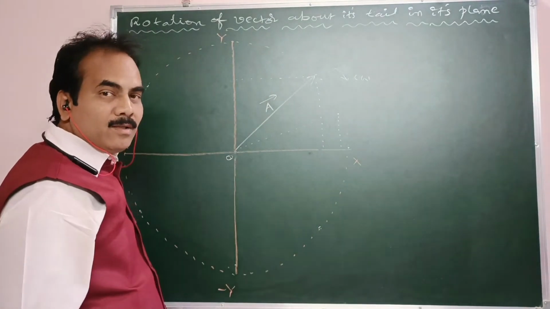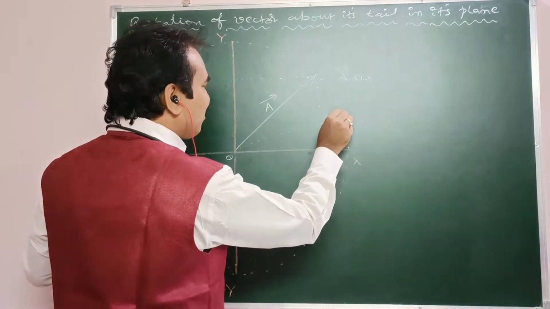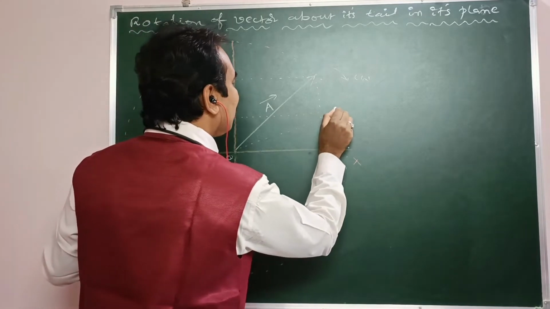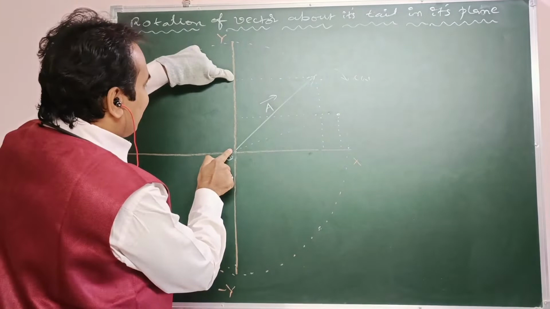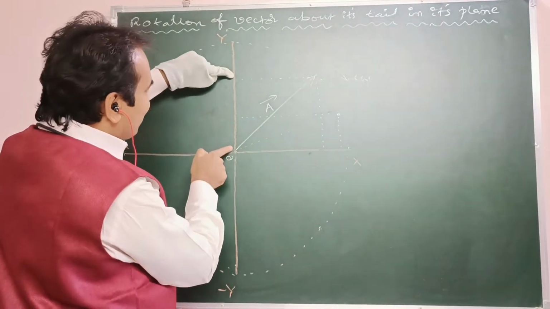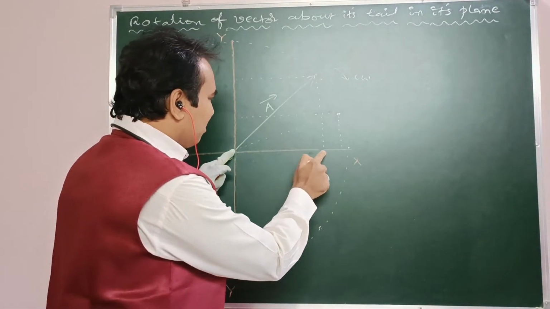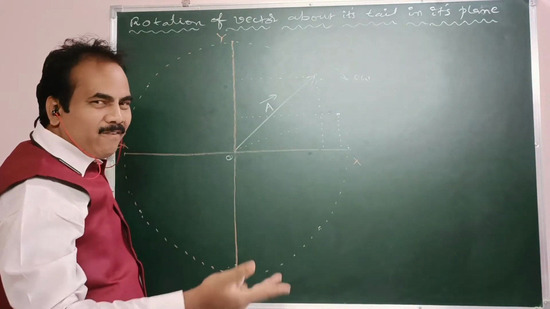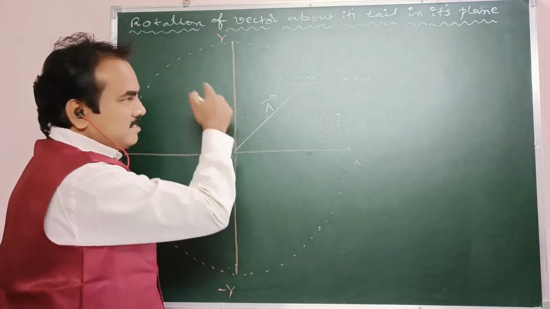What about the y component? Otherwise, the y projection. That is, take from the tip of the vector one normal like that. This is the normal from the tip. See, previously this is the y coordinate. Now this is the y coordinate. It means the y coordinate decreases from here to there. The x coordinate increases from here to there. So if the vector is rotated in the clockwise sense, the x component increases, the y component decreases.